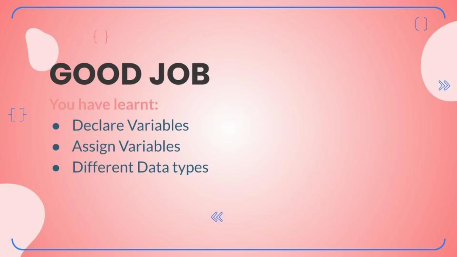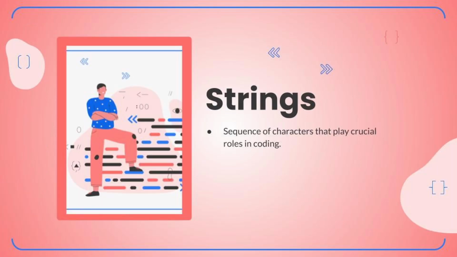Now you know how to declare and assign variables, but you also know the different data types. These are building blocks of coding, and understanding them is pivotal for writing effective programs. Now we're going to talk about strings. They are sequences of characters that play a crucial role in many aspects of programming. Let's dive in, starting with basic string manipulation and string declaration.